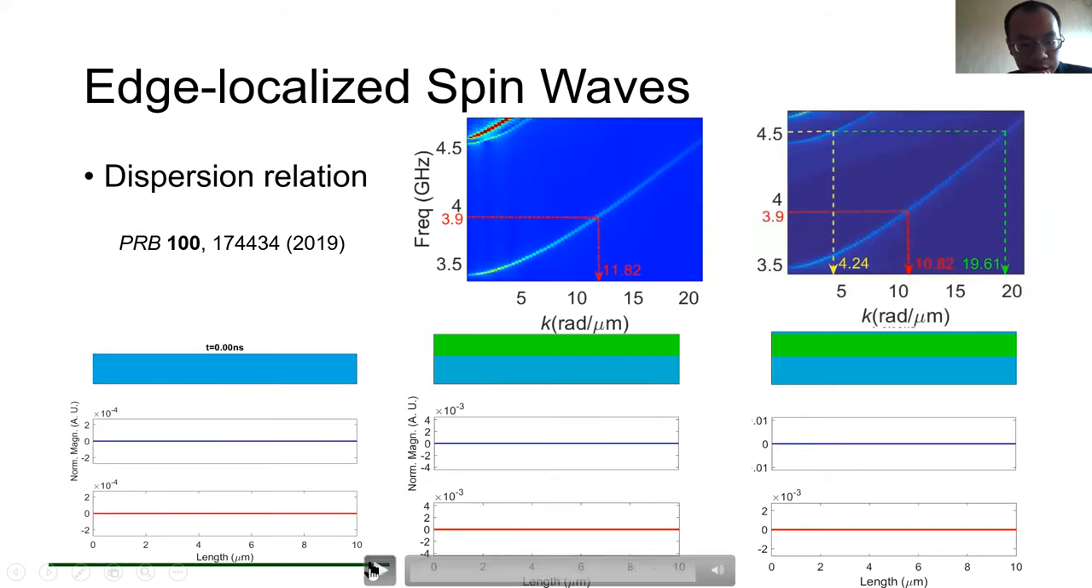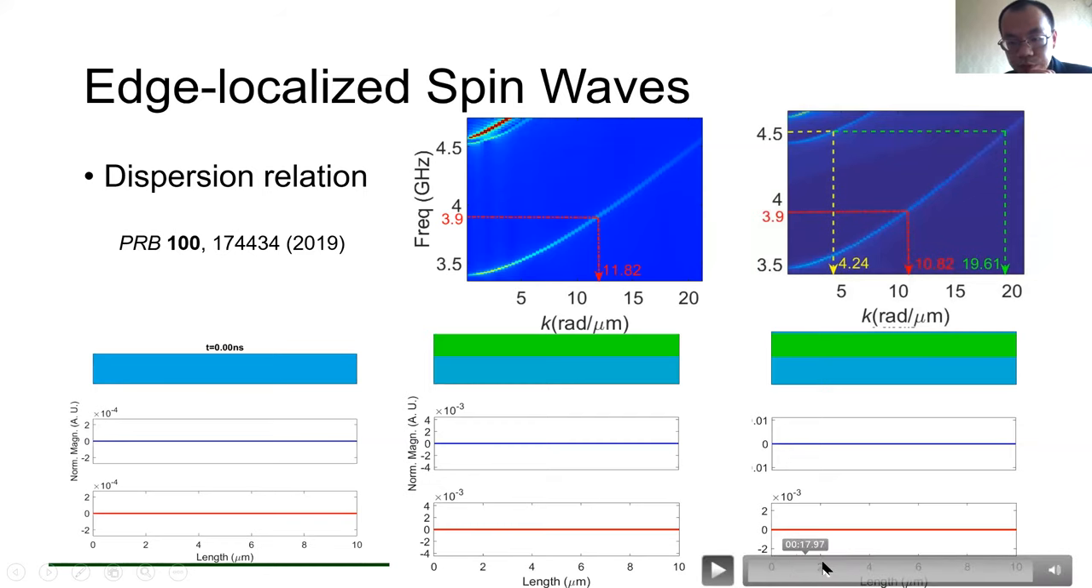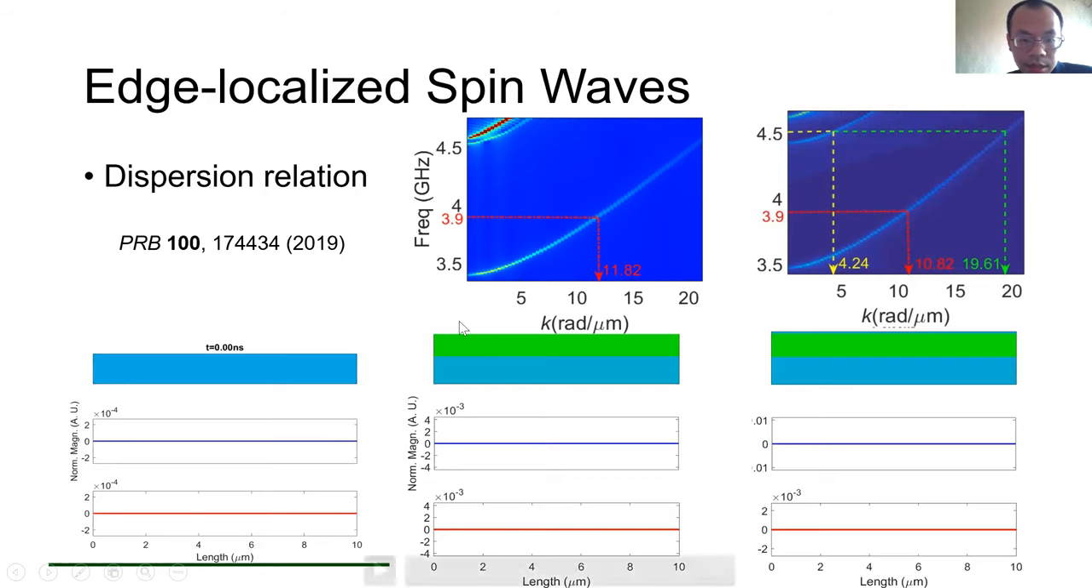Here in the dispersion relation, I noticed there are two branches. The dispersions in the single YIG stripe and in the YIG stripe with the permalloy stripe are different. Specifically, the 2.9 gigahertz and 4.5 gigahertz are very specific. Here there are some animations. I don't know why it's not moving here.